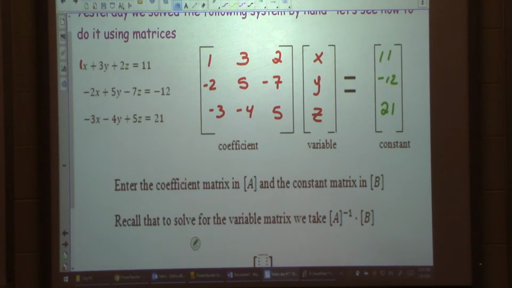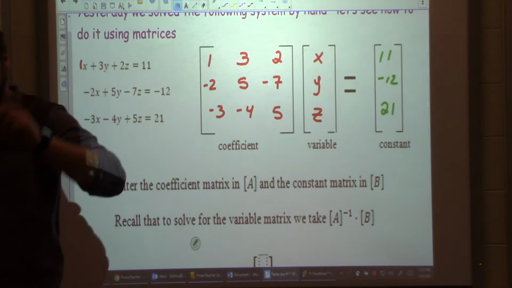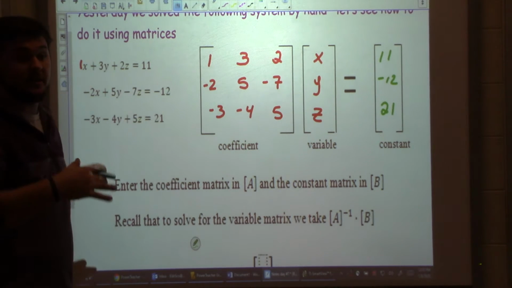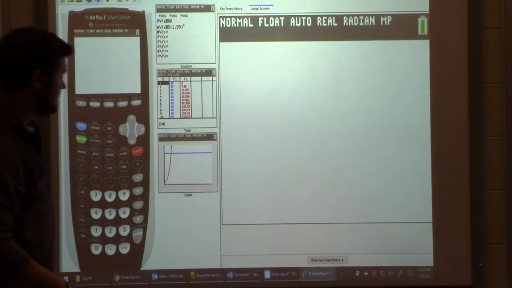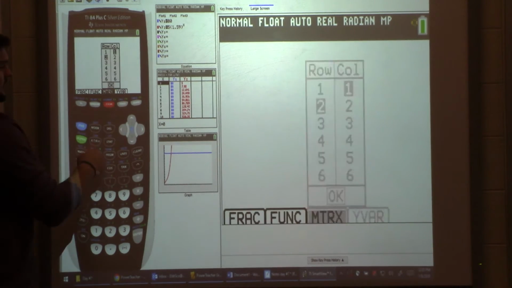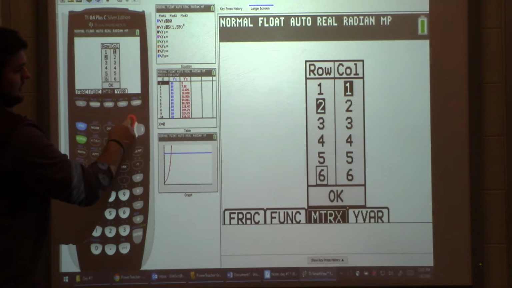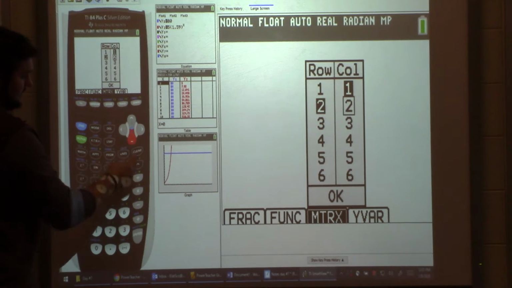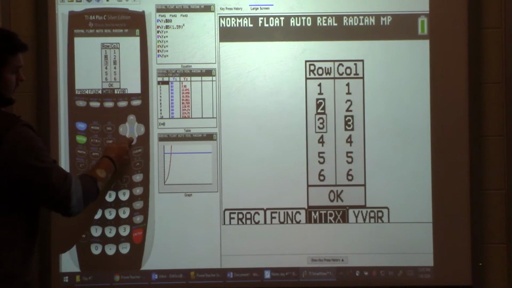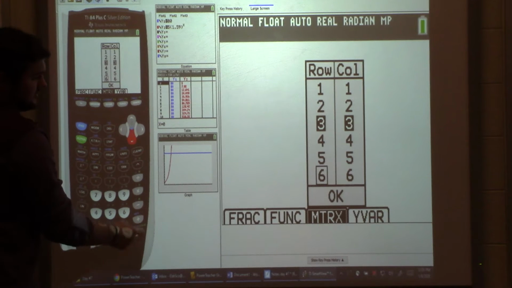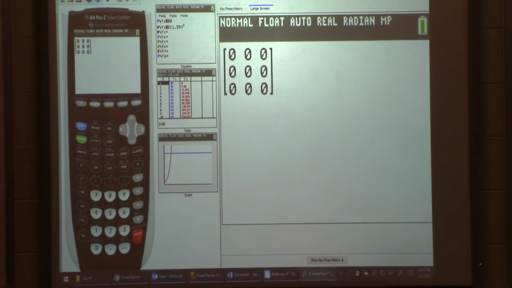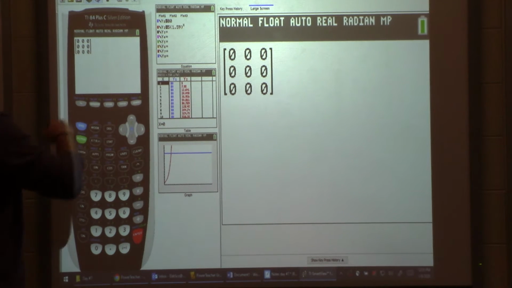Okay. So, what you're going to do is enter the coefficient matrix in matrix A and the constant matrix in matrix B, if you do it that way in your calculator. If you use the alpha zoom, if you remember that, you can make the 3 by 3. So go ahead and put the first matrix, the coefficient matrix, in, and the constant matrix. Whether you use the second matrix button, or whether you use the alpha zoom, either way should work.